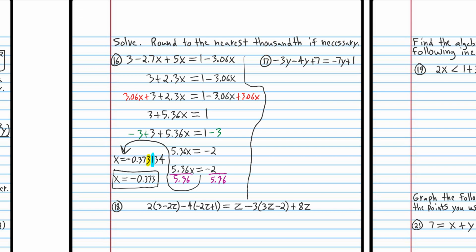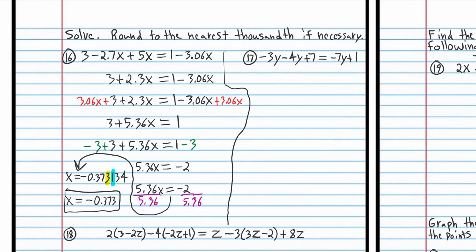All right, on to number 17. Combine those y's, and we get negative 7y. You know what? I just realized this problem is not even solvable. So I'm going to have to change that. I'm sorry about that.